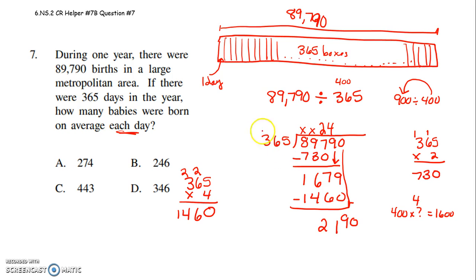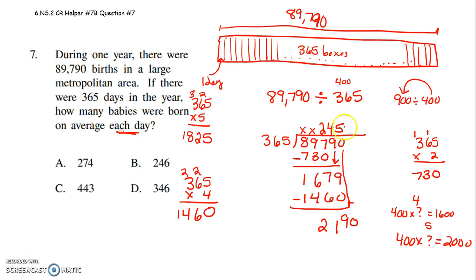Then I get to drag down a 0. So now I say 400 goes into about 20 or 2,000. 400 times what would get me to about 2,000? Oh, 400 times 5. So now I'll try 365 times 5 as my guesstimation here. So 5 times 5 is 25. Put down a 5, carry a 2. 5 times 6 is 30, and 2 more is 32. Put down a 2, carry a 3. 5 times 3 is 15, and 3 more is 18.